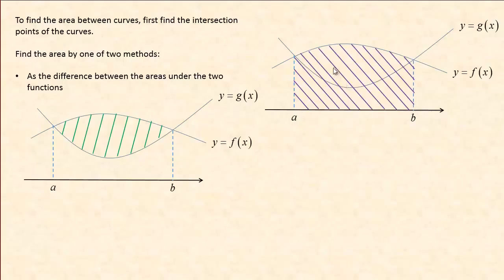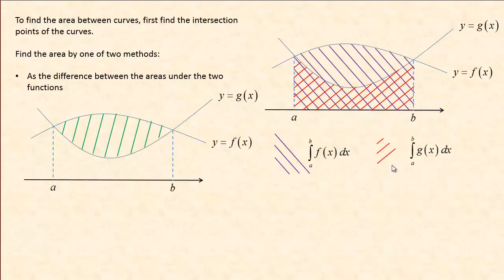This is the area underneath the higher of the two functions in this range, which is f. We can see it's above g between a and b. So the purple shading is the integral from a to b of f of x dx. The red shading is the area underneath g of x. So we evaluate that with the integral from a to b of g of x dx.